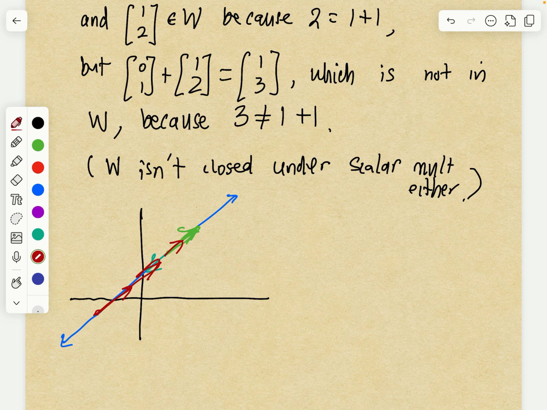So people will say, well, it's also closed under scalar multiplication. Now that is wrong. It's not closed under vector addition, and it's not closed under scalar multiplication. This is not the right picture. Okay, this is not the right picture.